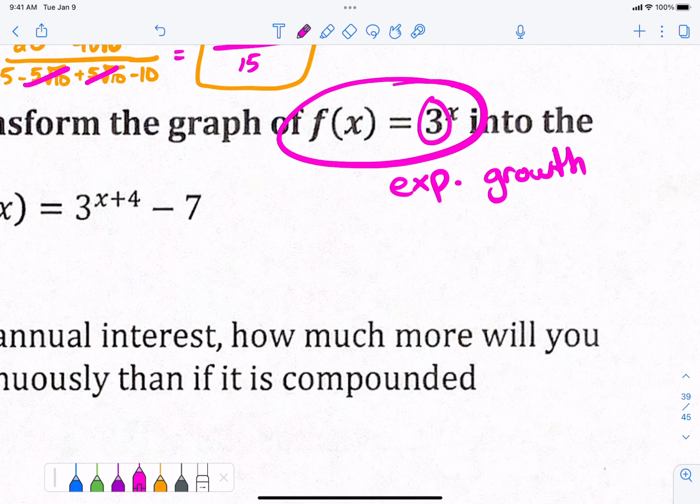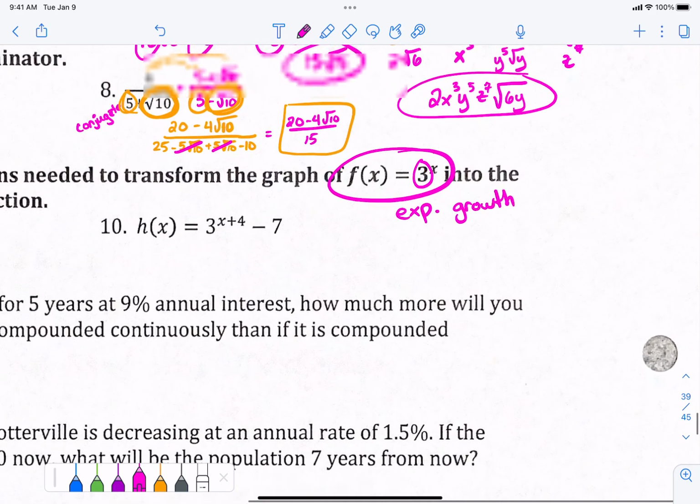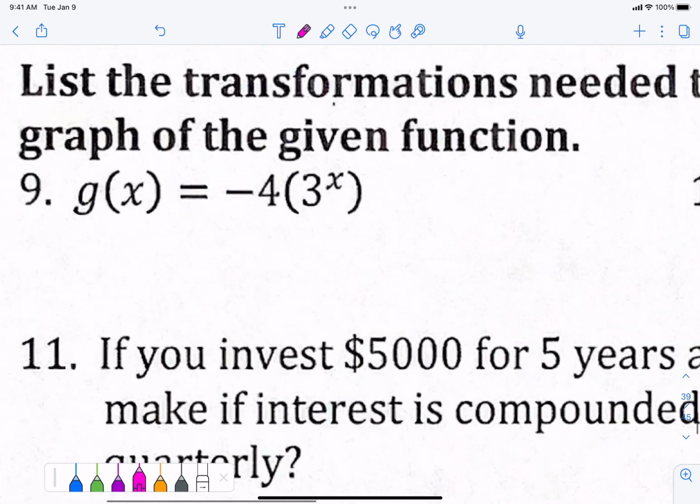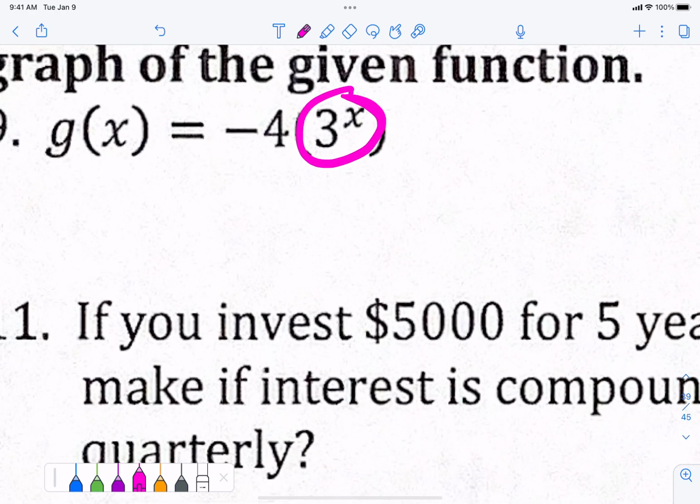How do you know it's growing? It's greater than 1. 3 is like multiplying by 3 each time, so tripling it every time. If it's a number smaller than 1, like 1/2 or a third or a fourth, then it's going to be an exponential decay because it's like splitting in half, etc., right? They want to know what the transformations are, which is like up, down, left, right, vertical stretch, vertical compression, those type of things, okay?